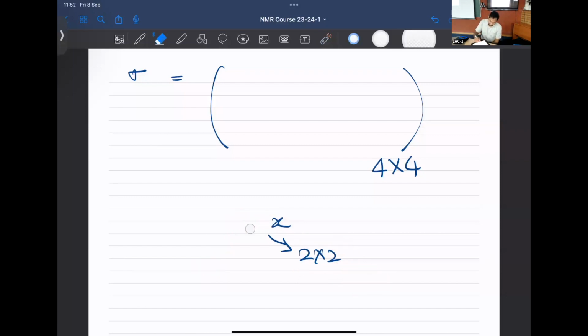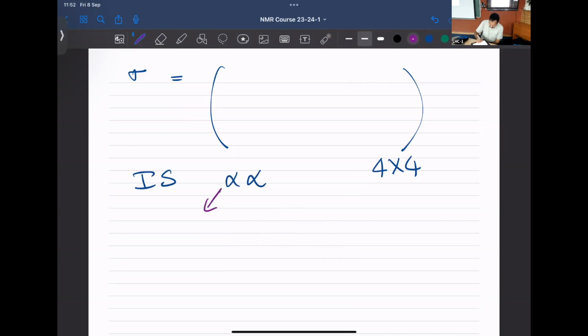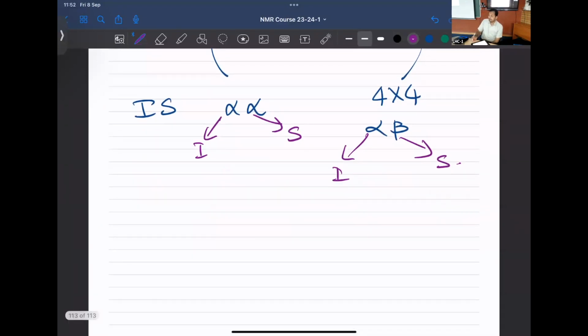So now what I'm going to do is to make you guys understand how you can write a 4x4 representation of the spin matrices for a coupled spin system. So let's say we take an IS spin system. Remember, when we wrote alpha alpha, we meant that the first spin is an alpha, second spin is an alpha. When we wrote alpha beta, we meant that the I spin is in alpha and the S spin is in beta. So for almost all parts of this course, I'm going to write I first followed by S. Okay. So now how do we expand dimensions?